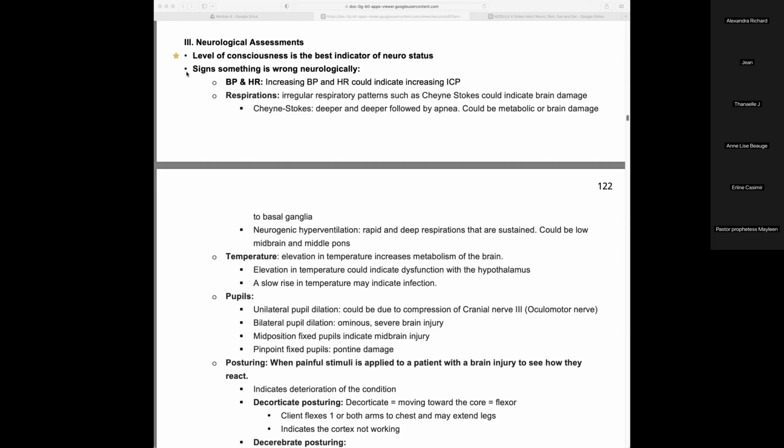You can't check a lab level for the brain. You can't do anything about a vital sign to check how the brain is doing. So you're like, how can I check on the brain quickly? You're going to assess level of consciousness, okay? And how do you assess it?